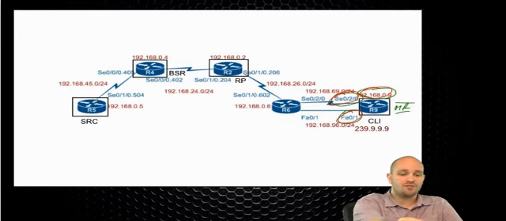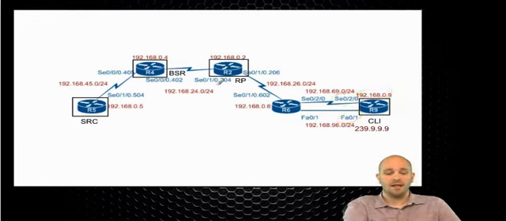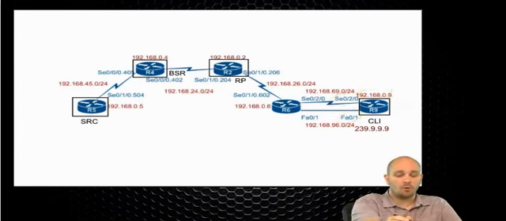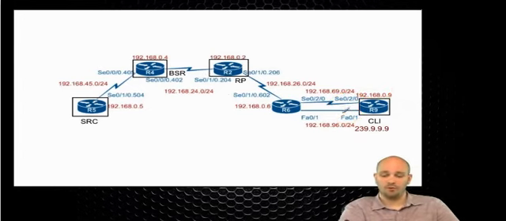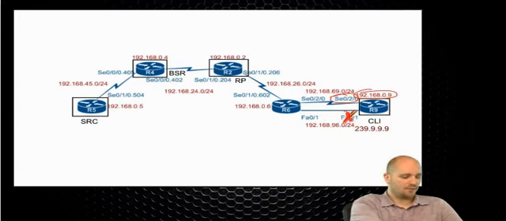But what if I was restricted? What if my lab told me that you were not allowed to enable PIM on FastEthernet 0/1, so that we can enable it on serial 0/2/0 and on the loopback, but on the FastEthernet 0/1, we are not allowed to enable PIM. So on this interface here, PIM is not allowed to run.